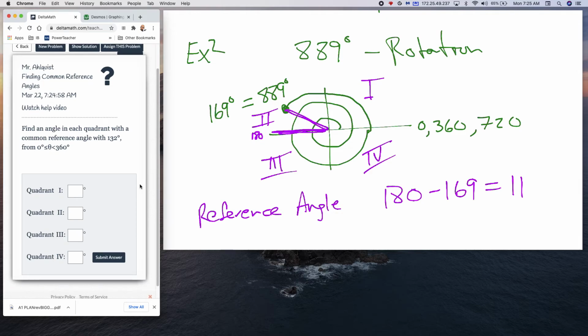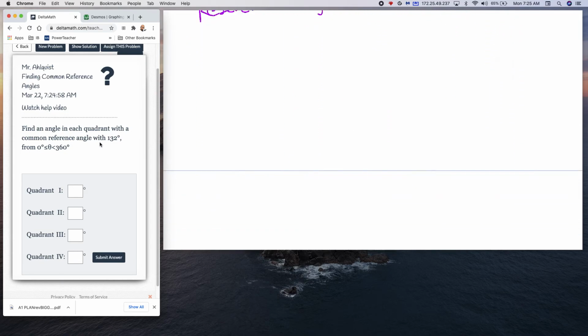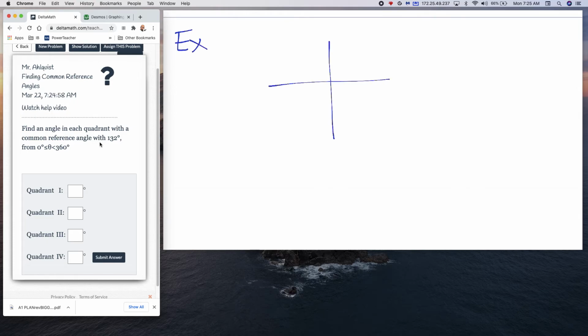You're going to have to also do something like this. Find the angle of each quadrant with the common reference angle. So let's look at what that would look like. If we were to take this one, common reference angle on this, you know that you got 132. So 132, you know that this is 0 and this is 180. And this is 90, so 132 is going to be somewhere in this ballpark right here.